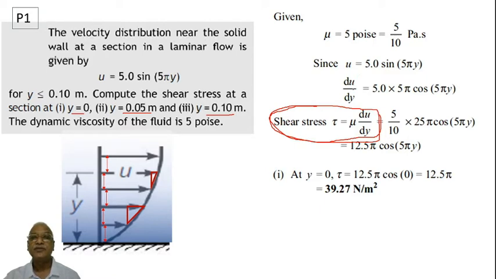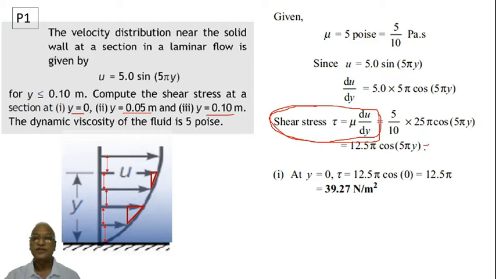Now what is du by dy? Differentiation of u with respect to y. This is a function of y. So it will be a constant 5, sine becomes cos of 5 pi y, and differentiation of the inner function gives 5 pi. So overall it becomes 25 pi cos 5 pi y, and this is multiplied by mu. If you simplify it, it will be 12.5 pi cos 5 pi y. That is the shear stress in terms of y.